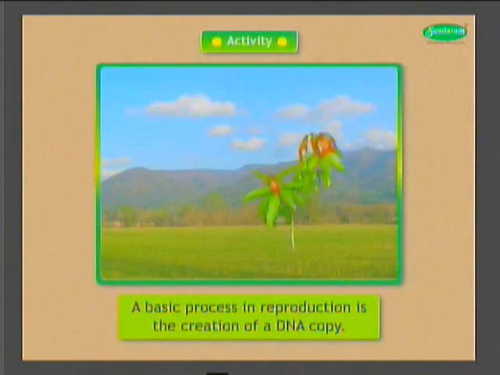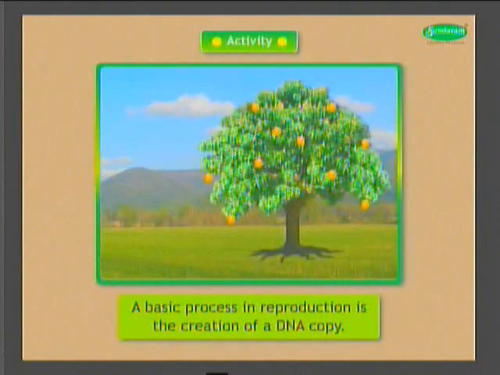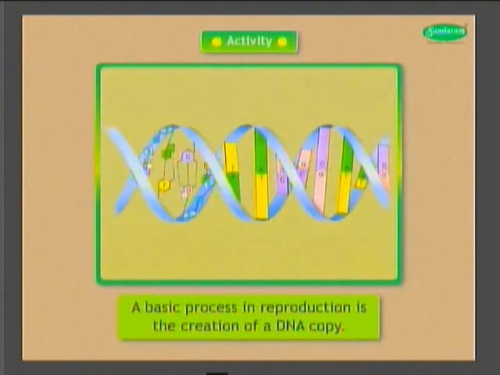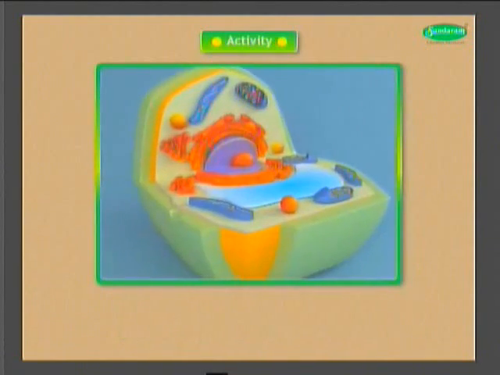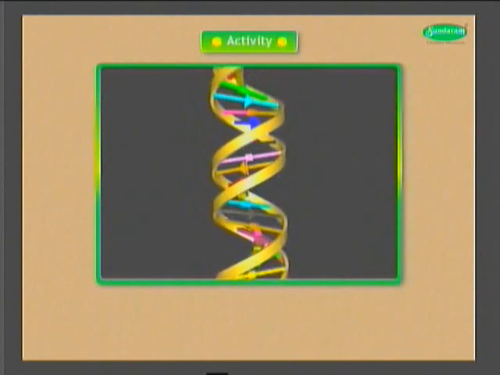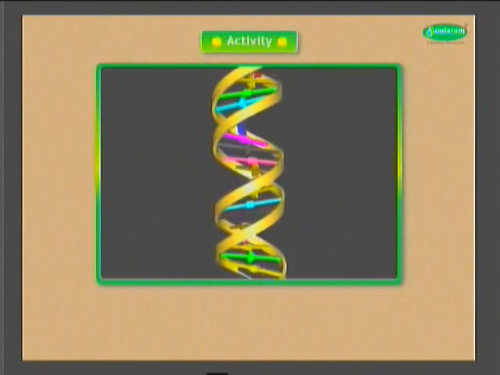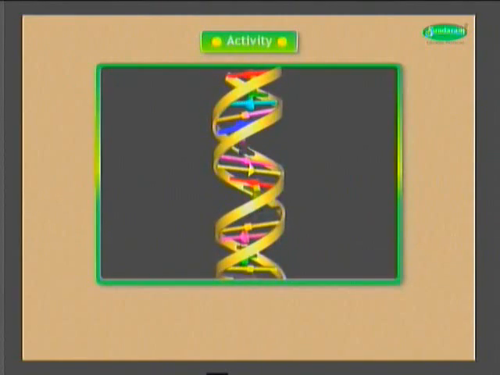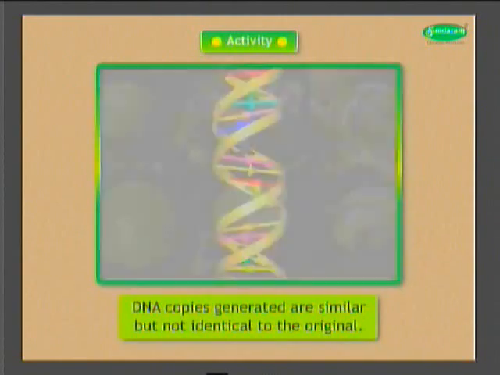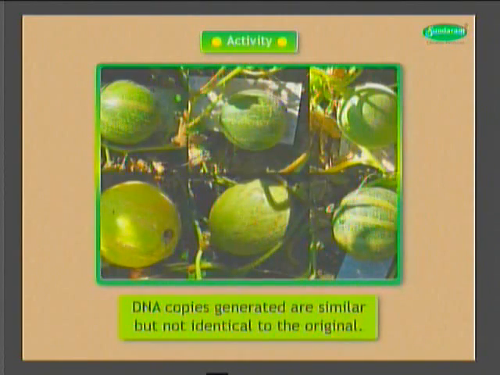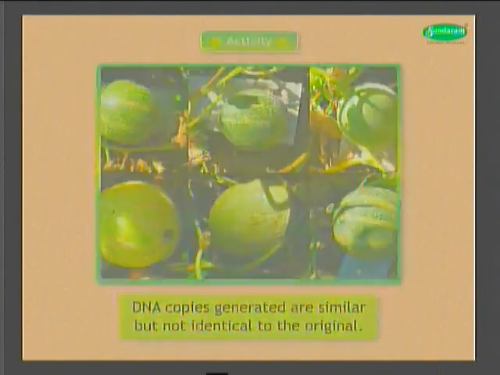A basic process in reproduction is the creation of a DNA copy. Cells use chemical reactions to create copies of their DNA. In this process of copying, each time some variations take place. Thus, DNA copies generated are similar but not identical to the original.